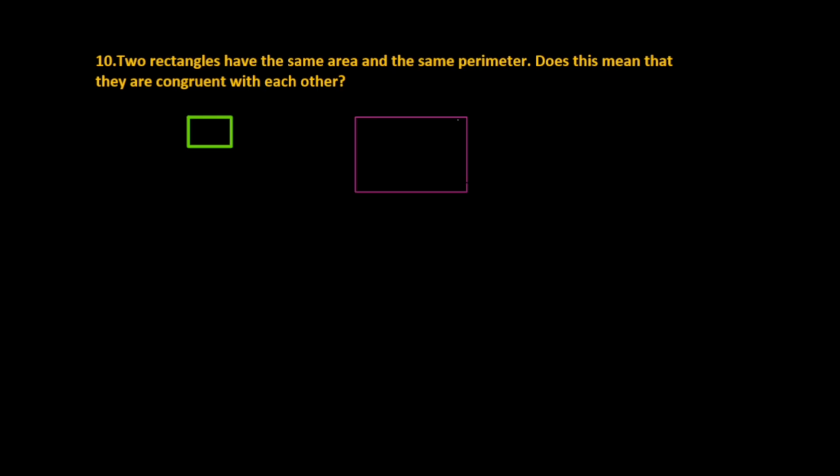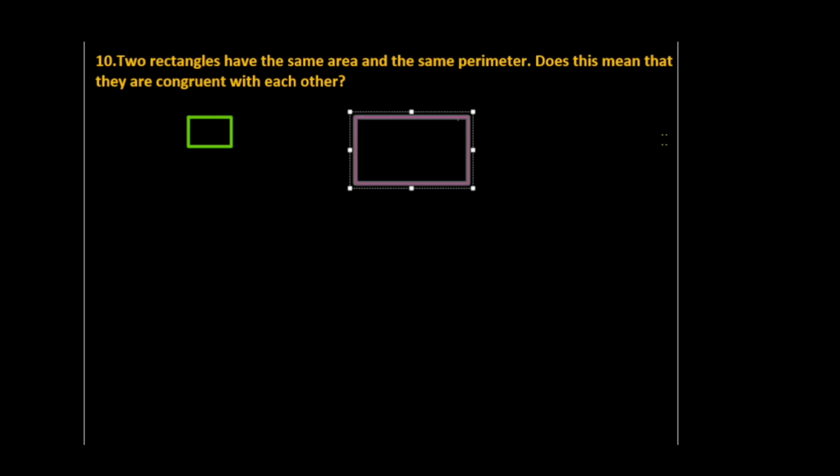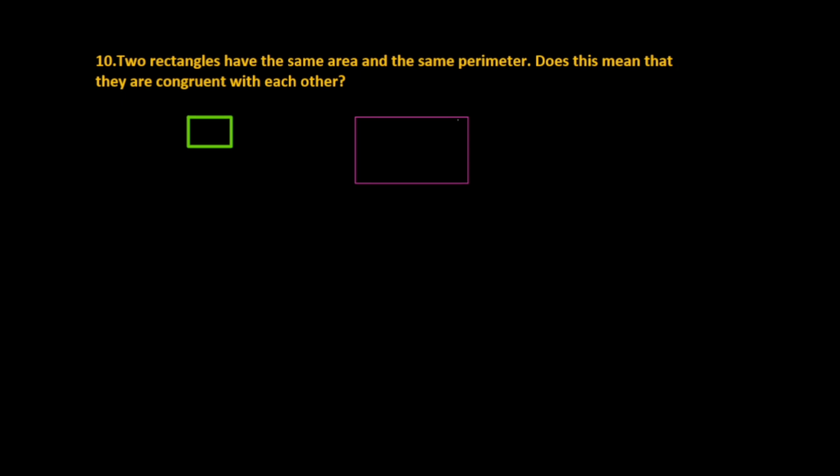This is another rectangle. Rectangle A, rectangle B. The rectangle A side length is A and breadth is B. Rectangle B length is X and breadth is Y.